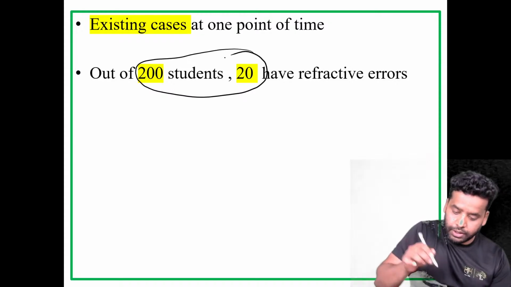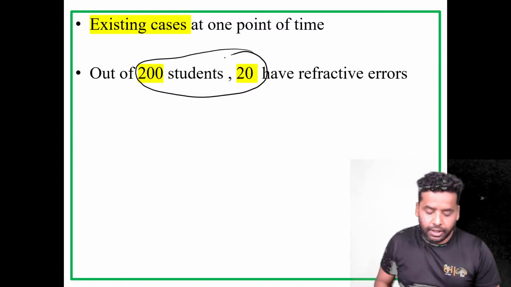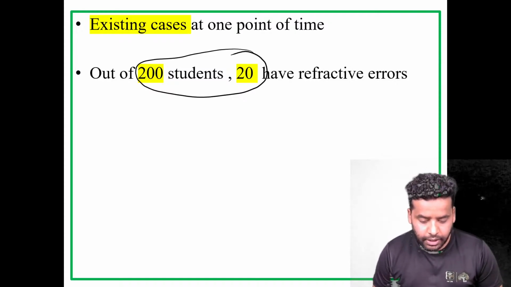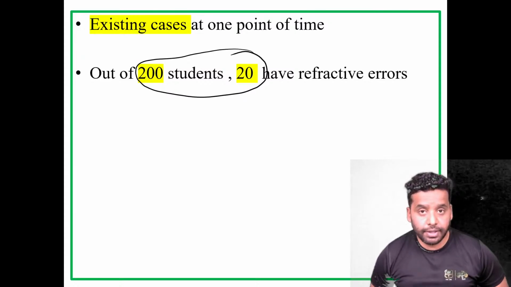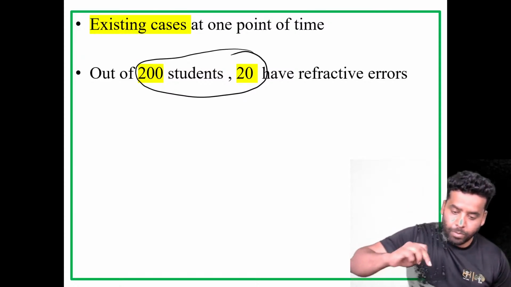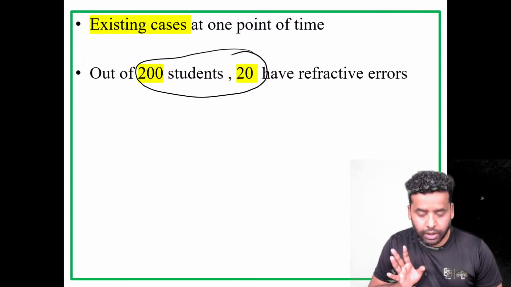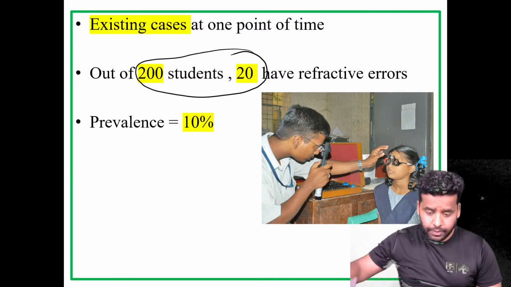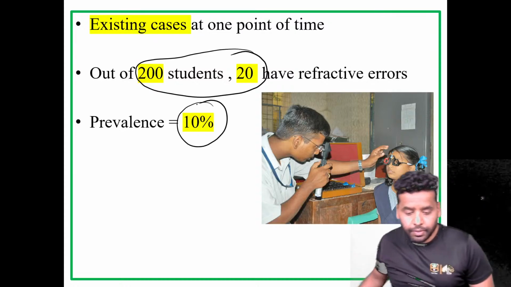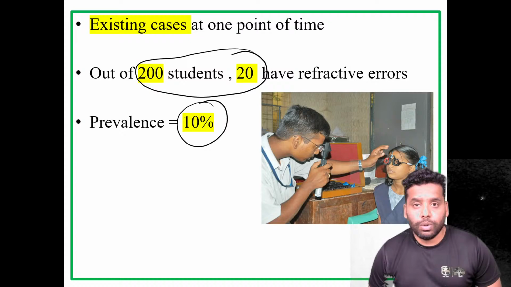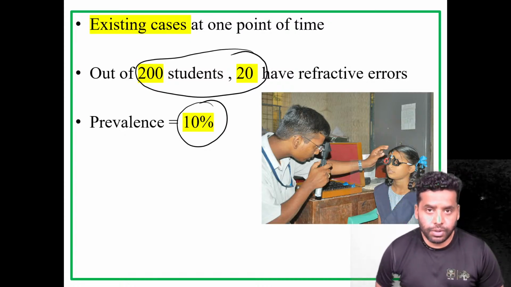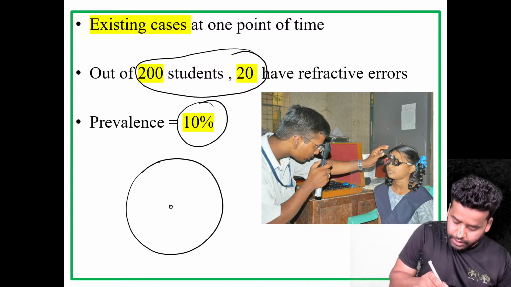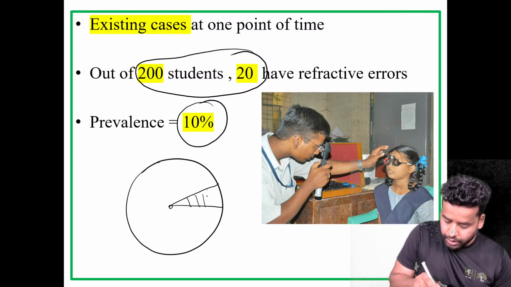What will you get out of this study? Can you calculate incidence? Tell me yes or no. By this study, is it possible to calculate incidence? Yes or no? No, you cannot. Only existing cases are what you are counting. Prevalence 10%. What image can you use to show this? Pie chart. 10%.